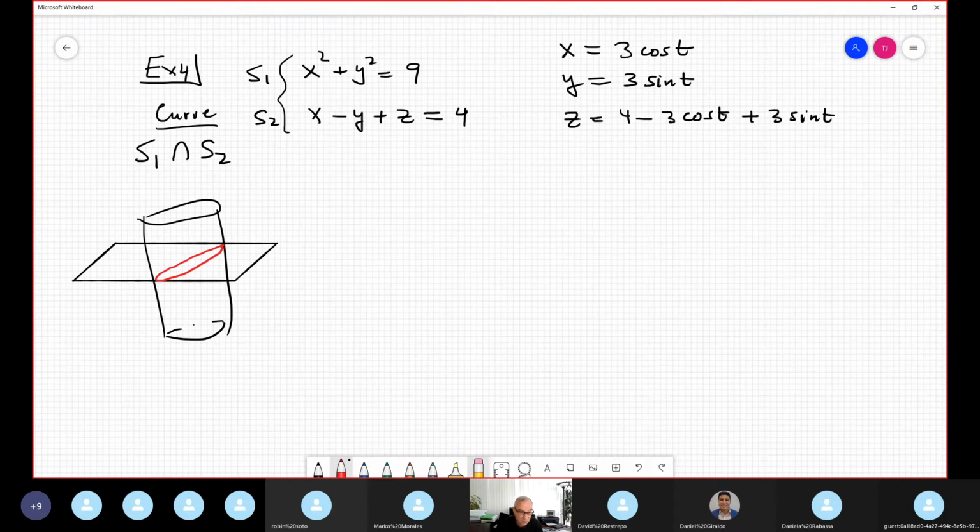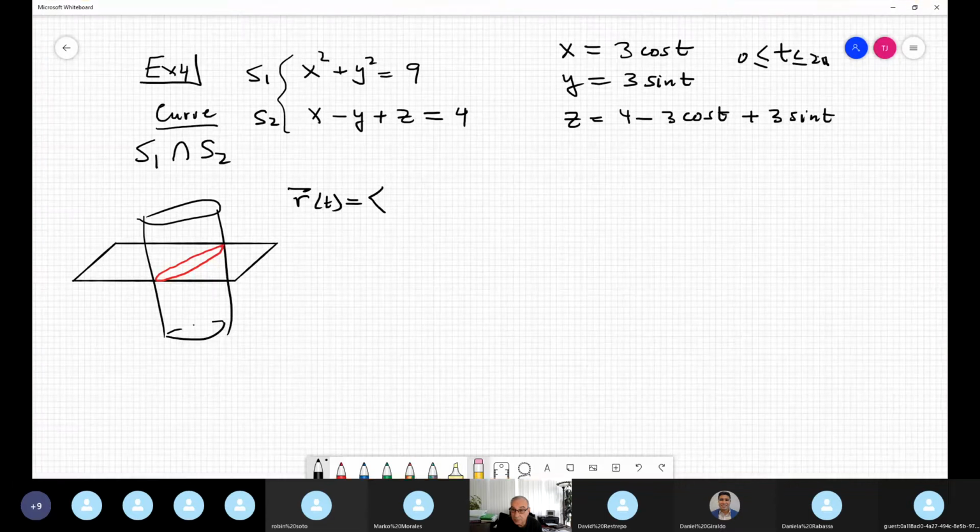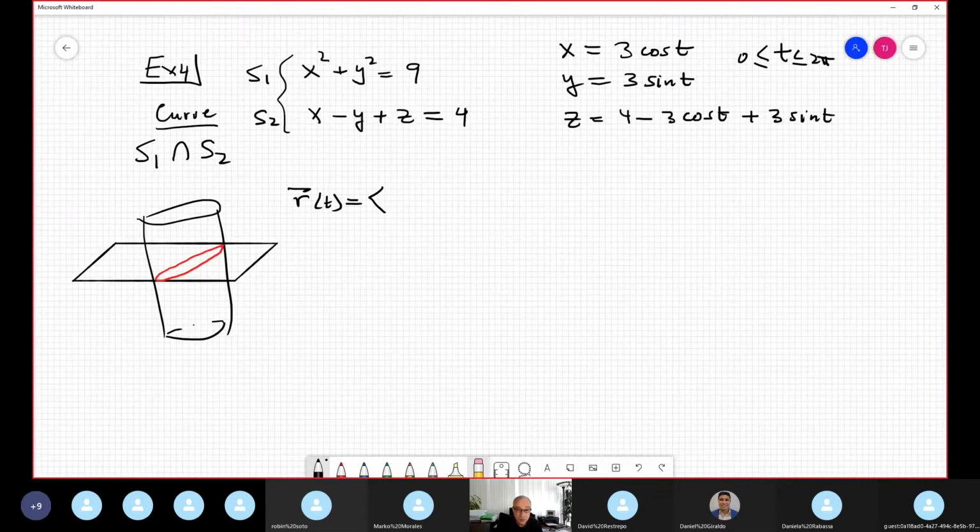Now the vector-valued function is r. You put the functions that correspond with t. I forgot to say that t varies from 0 to 2 pi, no? r of t equals 3 cosine t, comma, 3 sine t, comma, 4 minus 3 cosine t plus 3 sine t. This is the final answer.